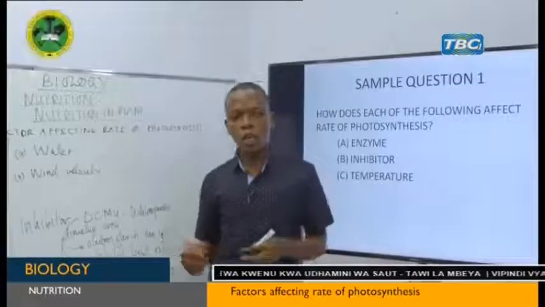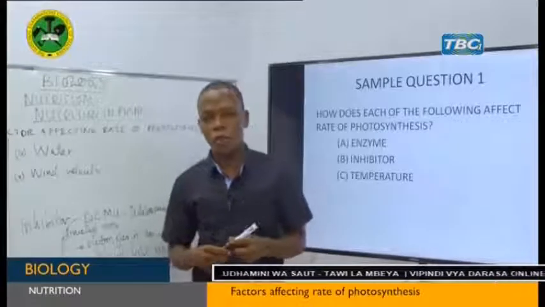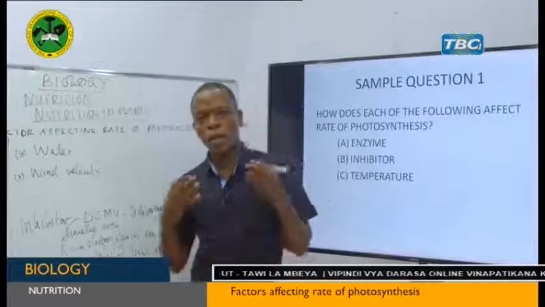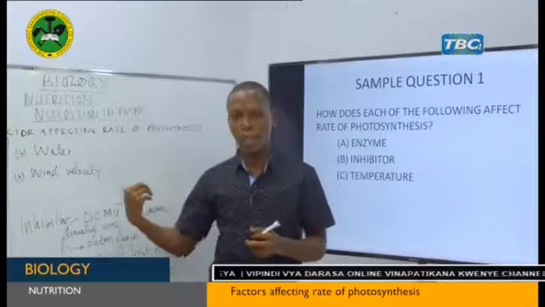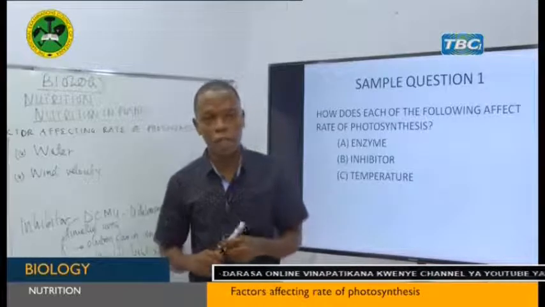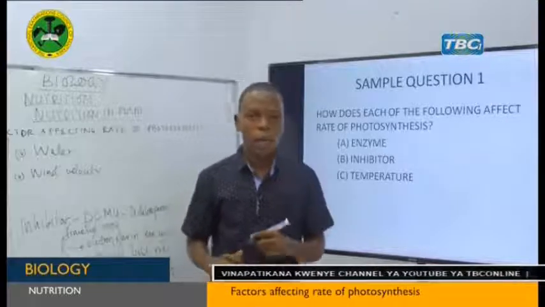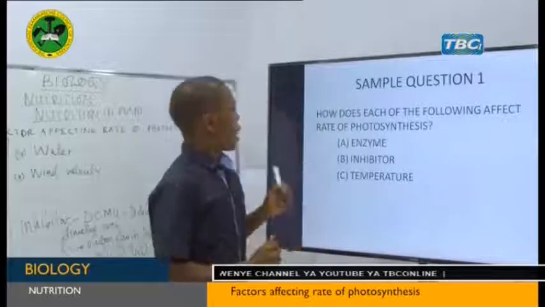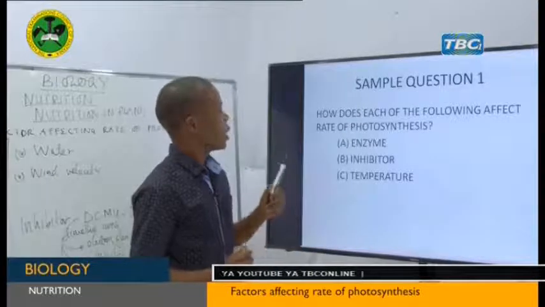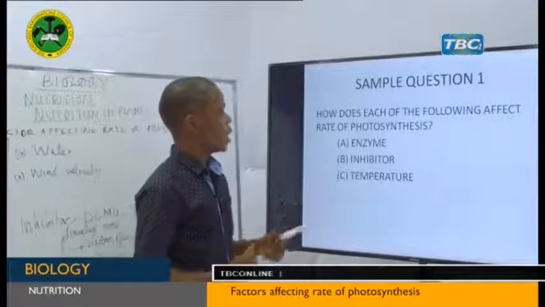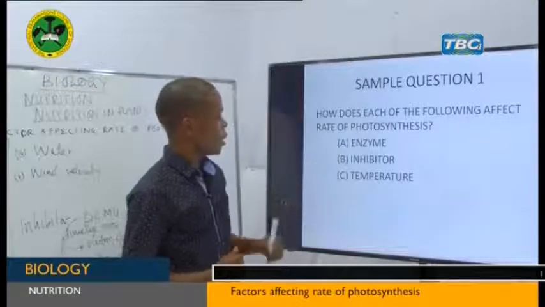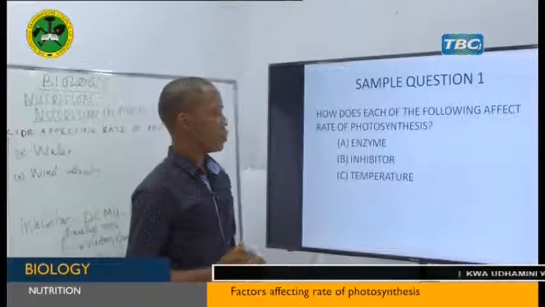Okay, after explaining all of the factors which affect the rate of photosynthesis, let me take you to some of the sample questions that you may be asked from this part. Sample question number 1 is, how does each of the following affect the rate of photosynthesis? A, enzyme, B, inhibitor, C, temperature.